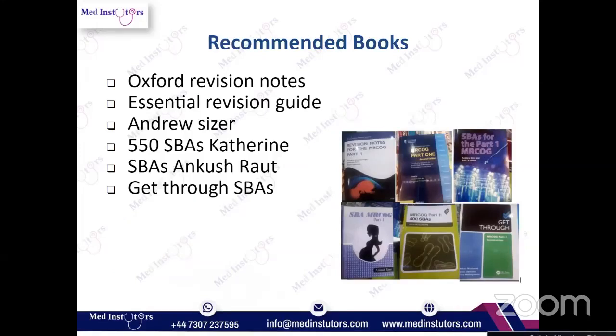What are the recommended books? Mainly the books for the theory, which are recommended by RCOG, are Oxford Revision Notes and Essential Revision Guide. These two books are your basic theory books. For SBA practice, we recommend 550 SBAs by Catherine. There are two other books, SBAs by Ankush Roth and Get Through SBAs. These are some renowned books for SBA practice as well as for the theory. And it's all up to you which books you want to follow, which book format suits you the most. It's up to the candidate's choice what type of material they want to follow.